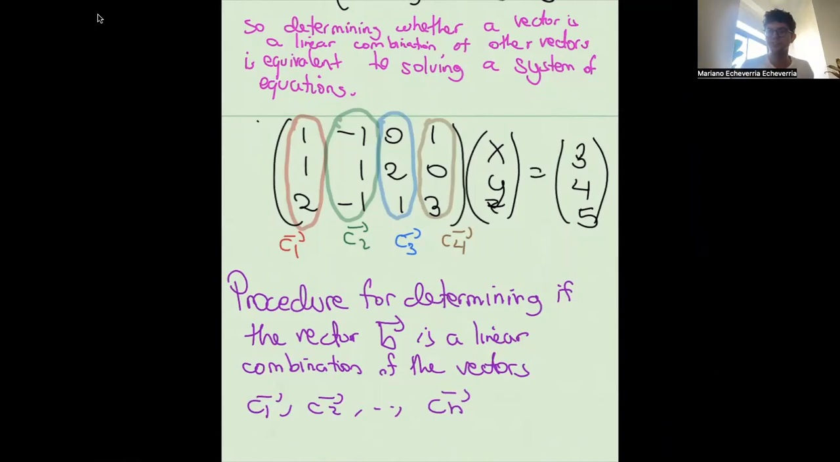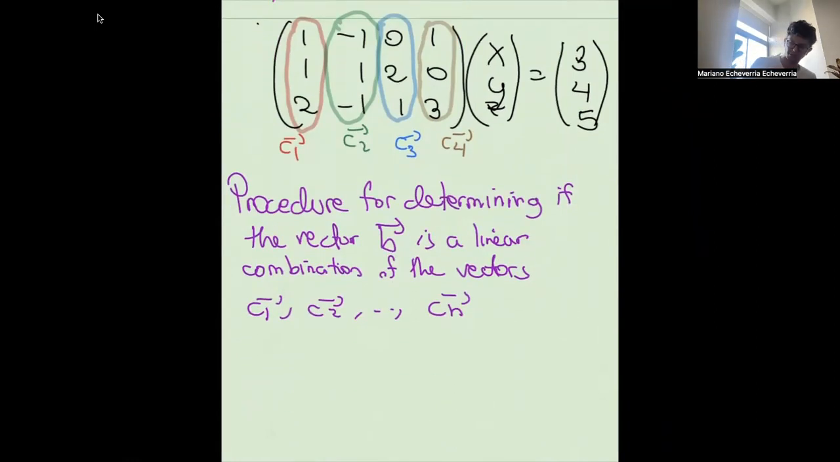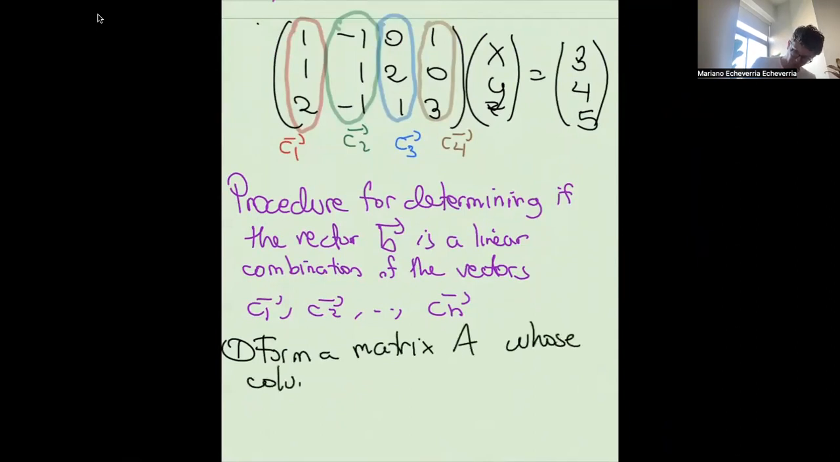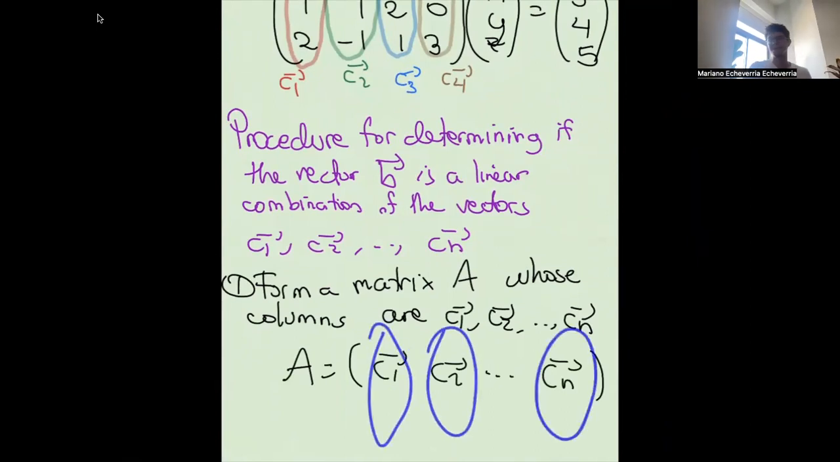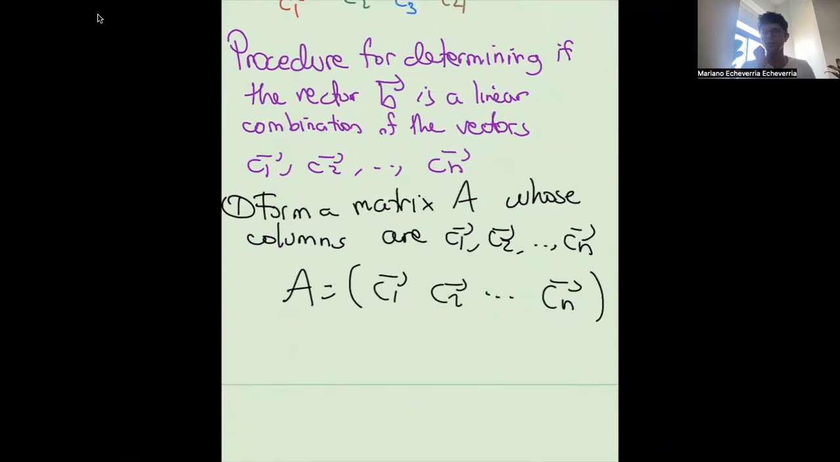You form a matrix whose columns are these vectors. So there are only two things that you have to do. Form a matrix A whose columns are C1, C2, up to Cn. Sometimes you can write that pictorially this way, although you have to be careful because each of these is a vector. So this says column 1 is here, column 2 is here, column n is here. You form that matrix and you consider the system AX equals B.